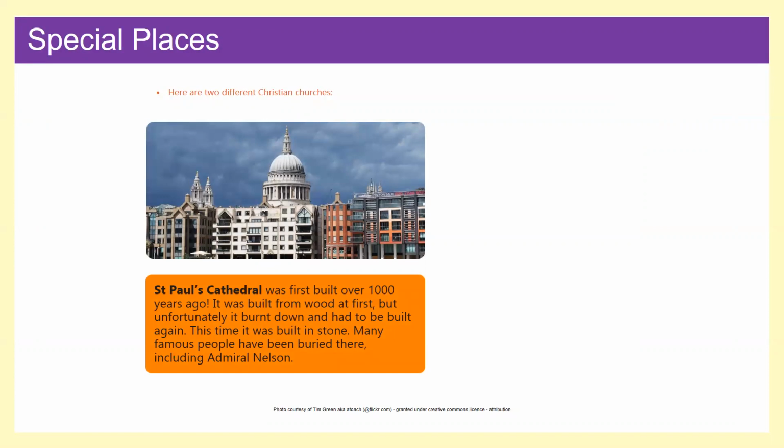So here are two very different Christian churches. This is St Paul's Cathedral. You can see the building just at the top here. It was built over 1,000 years ago, and unfortunately it was built from wood at first and it burnt down, linking into our history learning on the Great Fire of London. It had to be built again, and this time they built it in stone, and many famous people have been buried there, including Admiral Nelson.